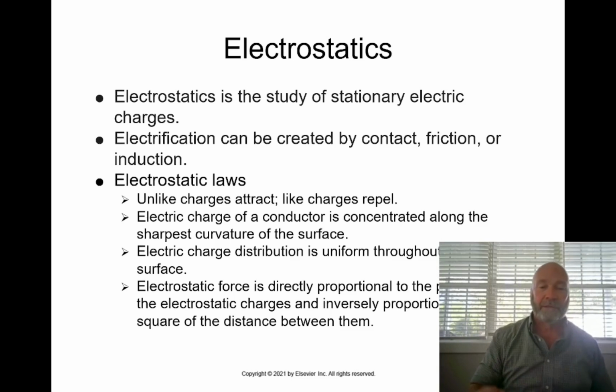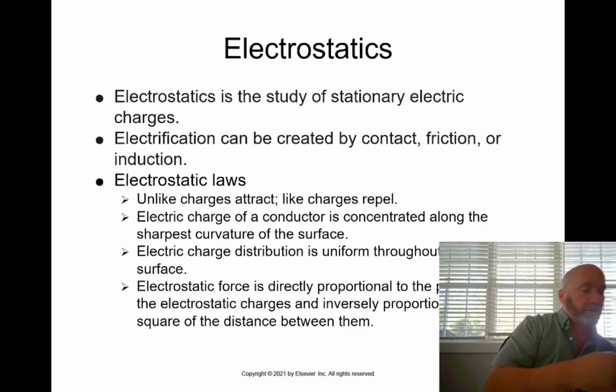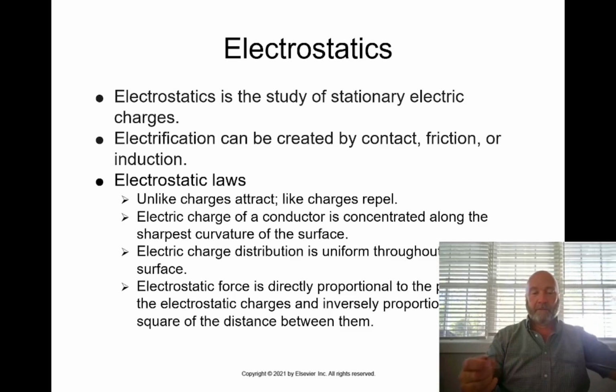So, electric charge distribution is uniform throughout or on the surface. That seems to contradict the one directly preceding it. Electric charge of a conductor is concentrated along the sharpest curvature, but electric charge distribution is uniform throughout or on the surface. So now we straighten our conductor back out, and what we've got is a flat line.